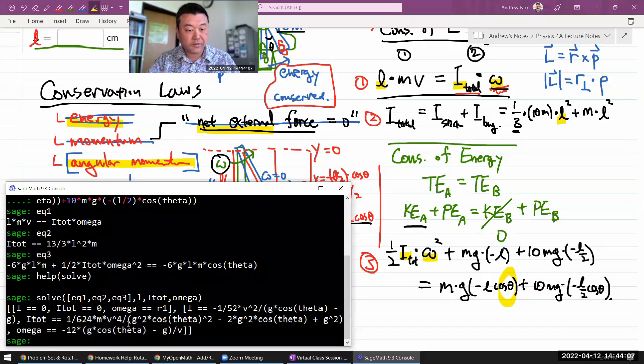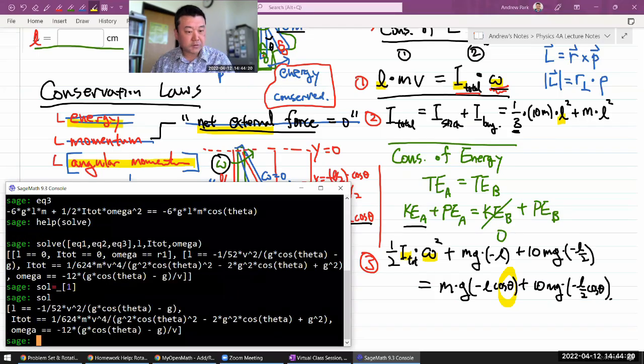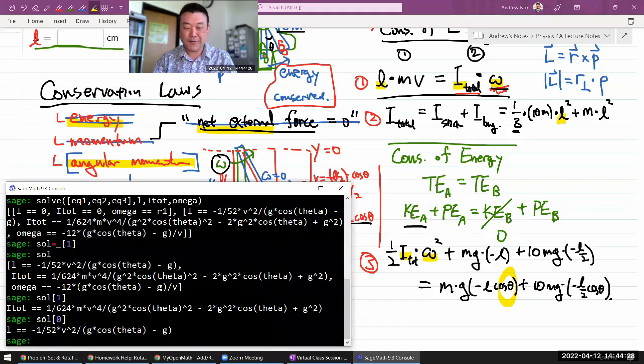That's not trivially true. So let me just say sol is equal to underscore. It refers to the previous output, and I'm just going to get the second element out of that. Yeah, that's my solution. And of the solution, I really only care about the first one. That's what I care about. So let me plug in the numbers. And you can see that the m's canceled out, as I was hoping it would.